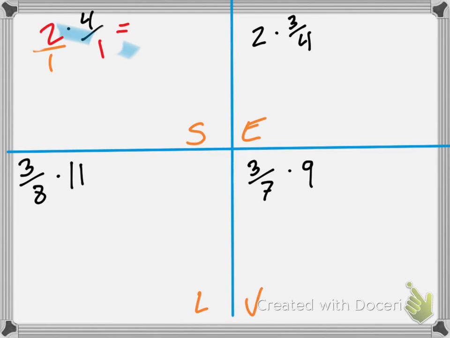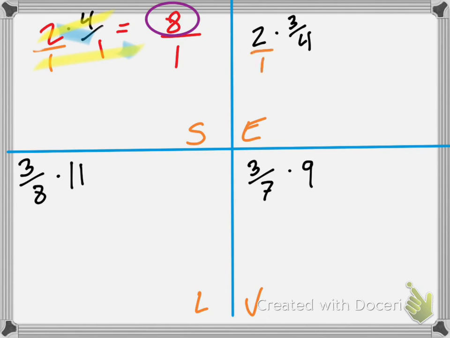And then all I'm going to do now, Sophia, is across multiply. What is 2 times 4? 8. What is 1 times 1? 1. So my answer is 8. Excellent.